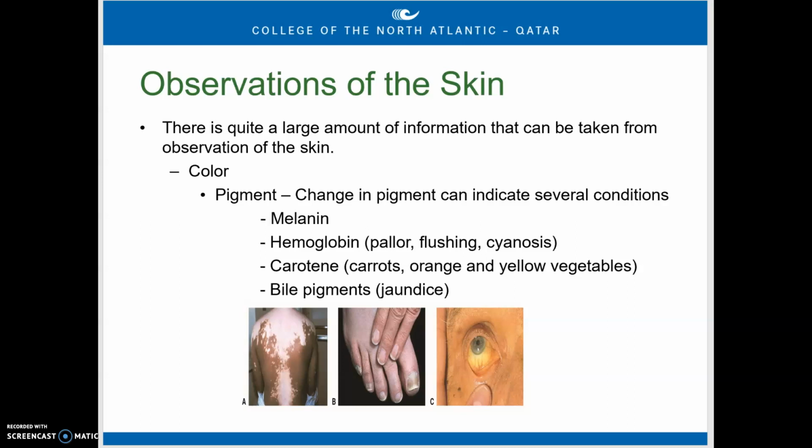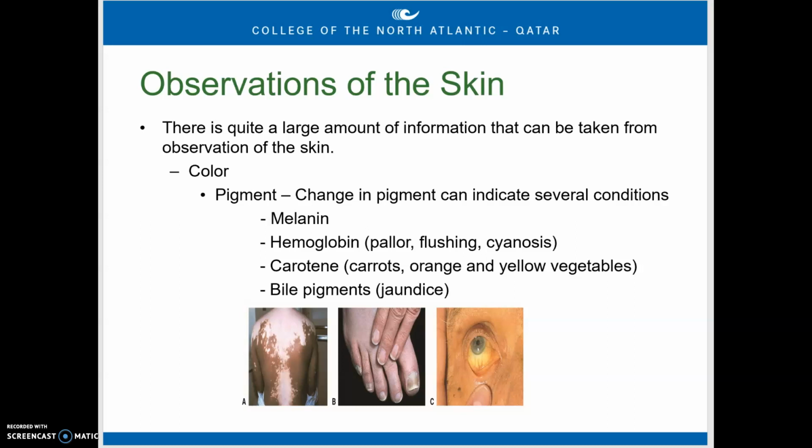Now, the skin gets its color from a pigment called melanin, and depending on how much melanin is present in the skin, you can get a very dark color skin or a very light color skin. So the presence or absence of melanin can indicate certain conditions. You can also have hemoglobin, which is a pigment that we see in the blood, and that can cause the skin to be different colors as well.